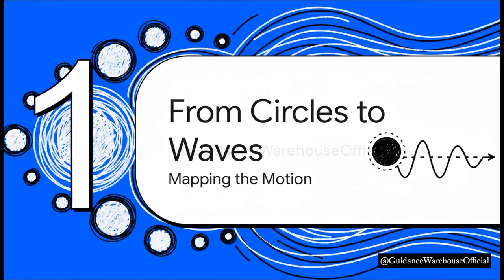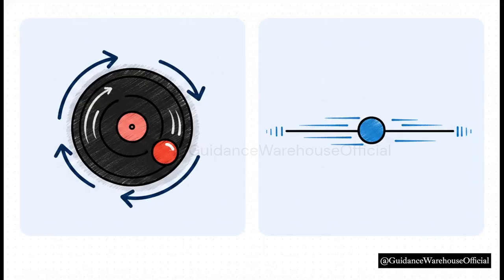Section 1. From circles to waves. Now that we can conceptually see the shadow's path, let's map it out. So let's look at this comparison. On one side, you have point P moving along the circle. You can think of this like a horse on a merry-go-round or that ball on our turntable. It's perfectly experiencing uniform circular motion, which just means it's traveling around the center at a constant angular velocity.